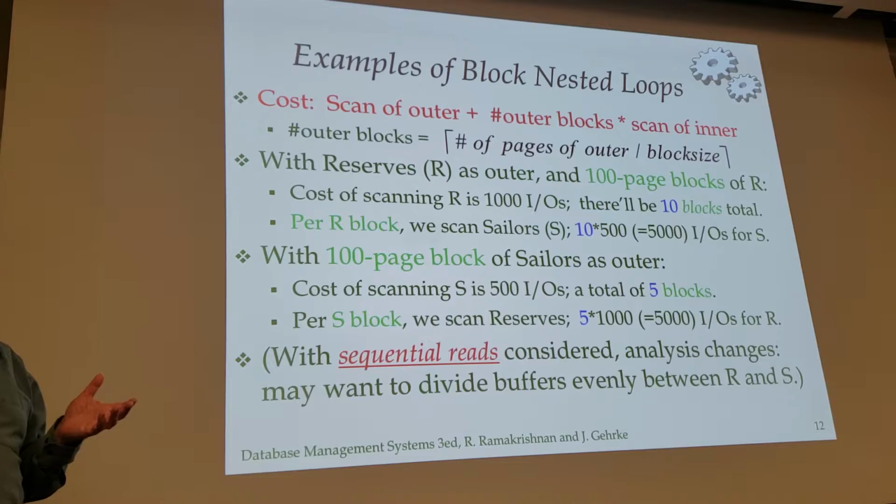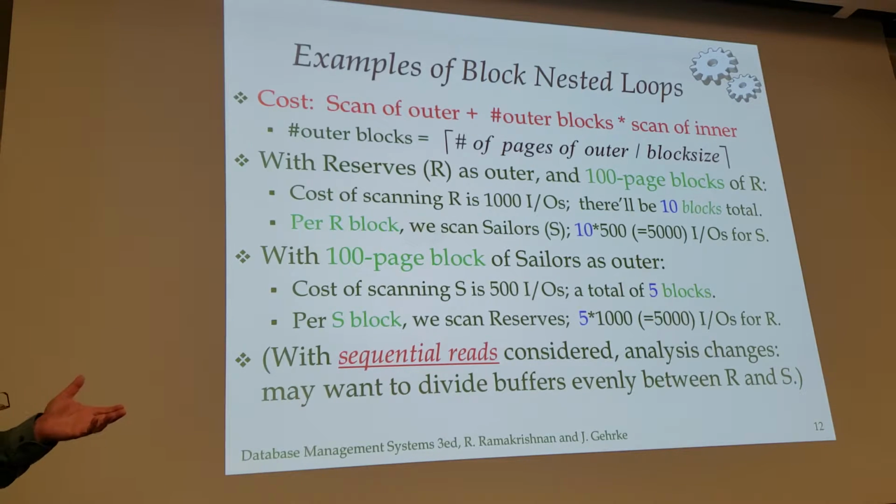Right? How many groups do you have? How many times do you have to build the hash table? You take the size of R, the number of pages of R, divided by B minus 2. So that's what that number of outer blocks is. Yuck. It's a number of groups. But that's the term in the book.